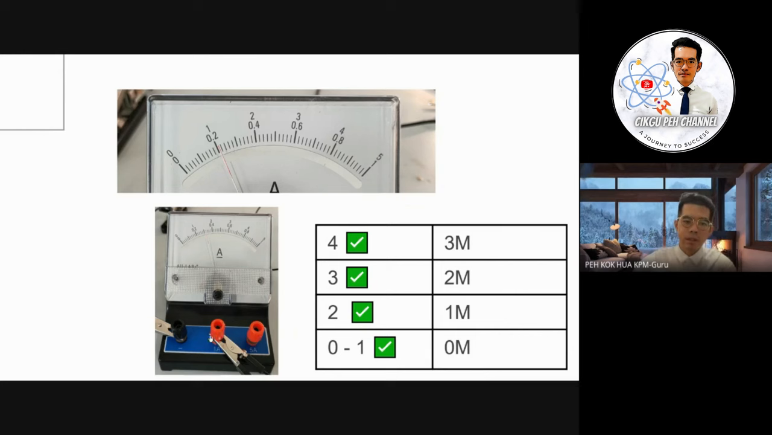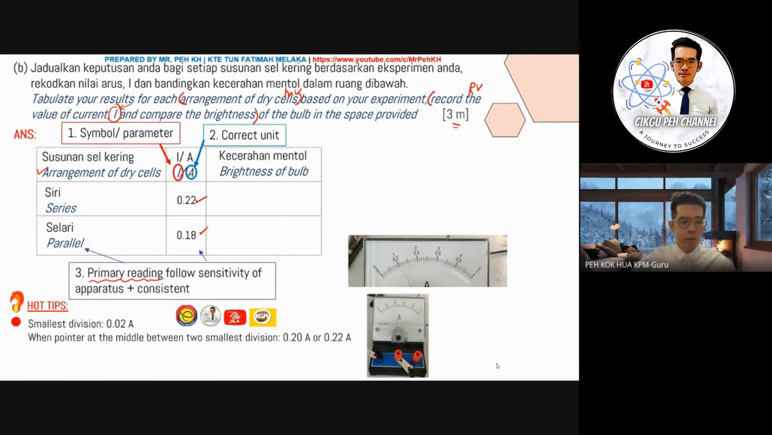I connect my connecting wire to 1 ampere here, so I read the bottom scale in the ammeter. The 10 segments refer to 0.2, so when divided by 10, the small segment here refers to 0.02. So the smaller scale is actually 0.02, and the smallest division for my ammeter here will be 0.02.